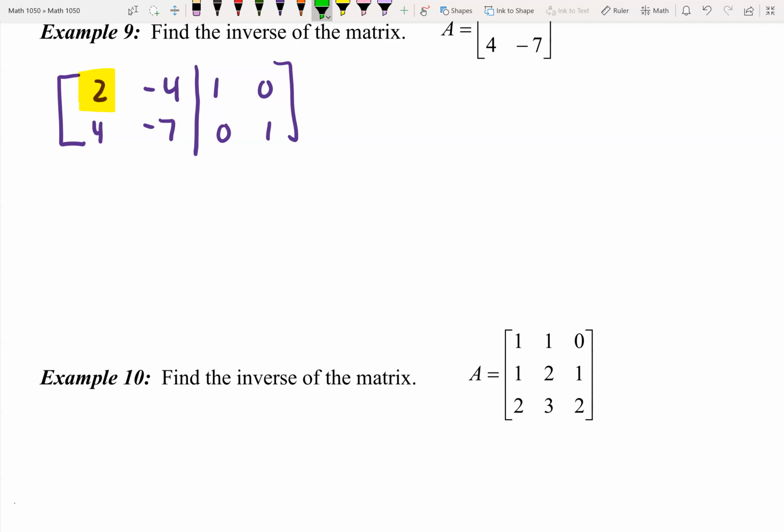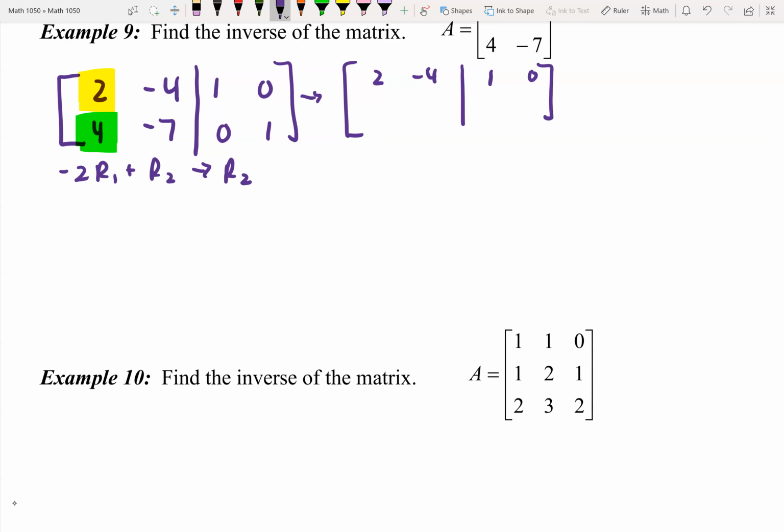So I'm skipping it, and I'm going to go right here, and I'm going to make that guy a 0. Well, that's going to be easy. I'm going to go -2 times row 1, added to row 2, becomes my new row 2. So row 1 doesn't change.